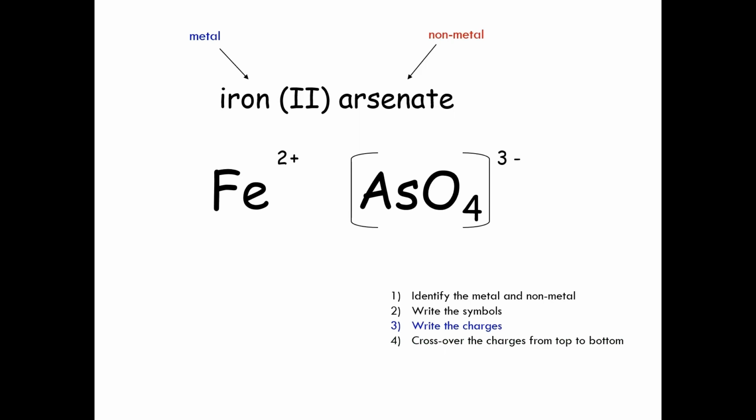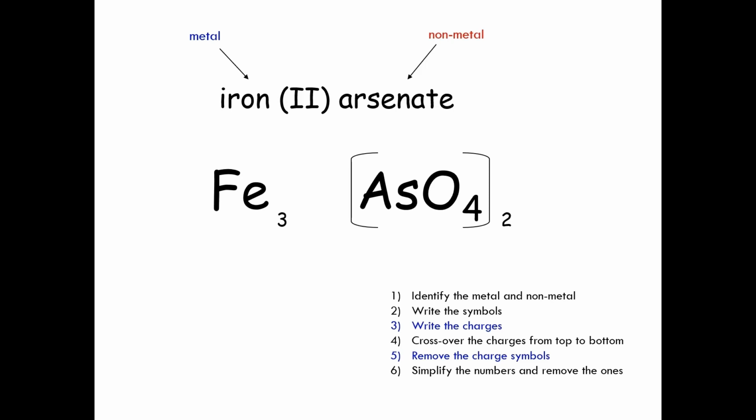Next, cross over the charges from top to bottom. Now you can see here why it's so important to include brackets around your polyatomic ion. This is so that the number for the charge that you have crossed over does not get confused with the number of atoms of a particular element in your polyatomic ion. So it keeps these two numbers separate. Next, remove the charge symbols. In step 6, simplify the numbers and remove the ones.